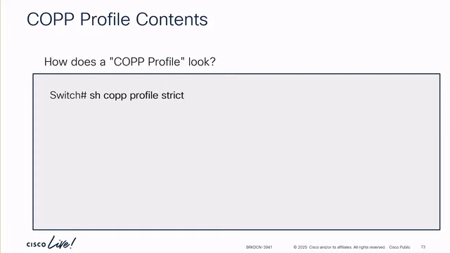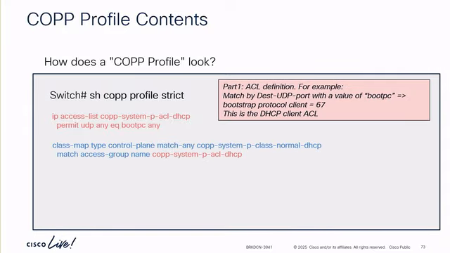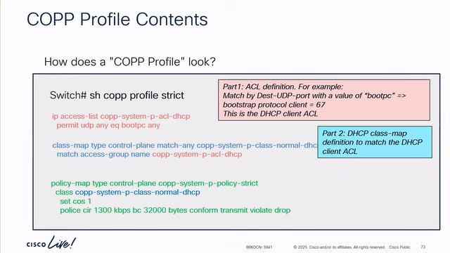So what does the profile content look like? You have first an access list. The purpose of the access list is what traffic do I care about, right? What traffic do I care about that gets punted to the COP? Then I'm going to take those groups of traffic that need to be treated in the same way. I'm going to put them in the class map, right? So here you see I match access group, I match the access list, and I put it under the class map normal DHCP. Then what do I do? I use that class map within the policy map to set my action.